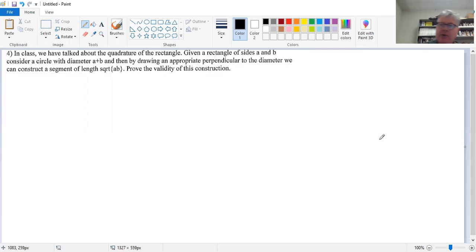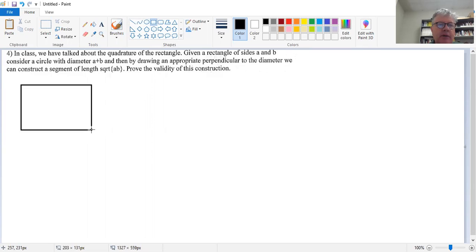Okay, continuing on, this is question 4, the quadrature of the rectangle. So the idea is that we have some rectangle, let's say it is A by B. The idea then is creating a square of the same area as this rectangle. This is what the quadrature of the rectangle means.